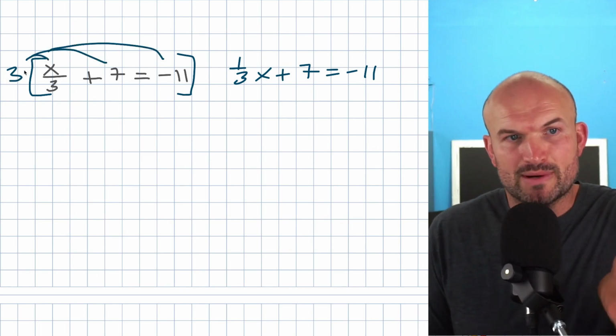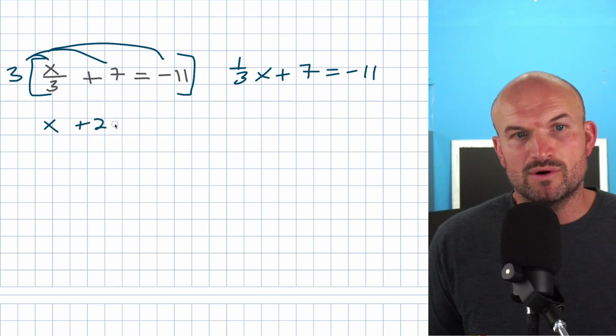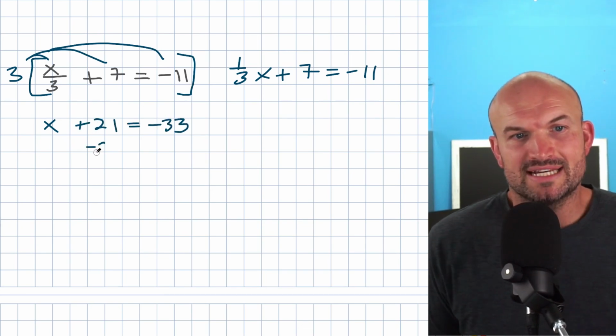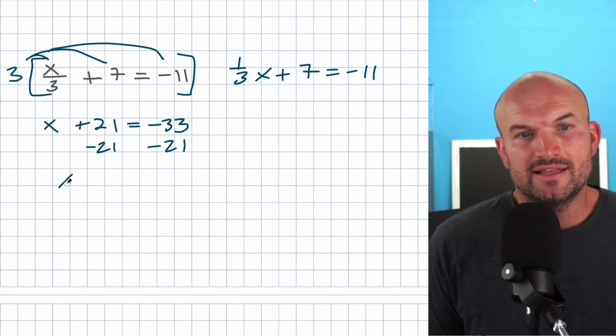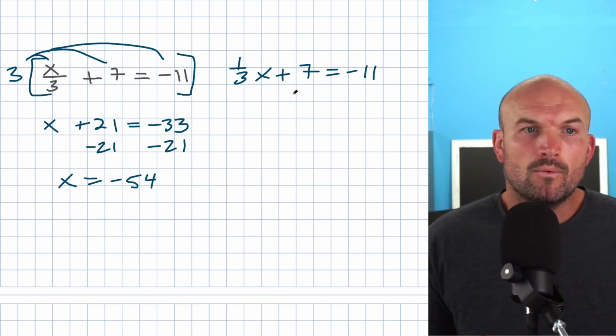Because what's going to happen when you multiply 3 times x over 3? That's just going to give me an x. 3 times 7 is going to be a positive 21, and 3 times negative 11 is going to be a negative 33. Minus 21, minus 21, and therefore you can get x is equal to negative 54. Now, what else could you do though?